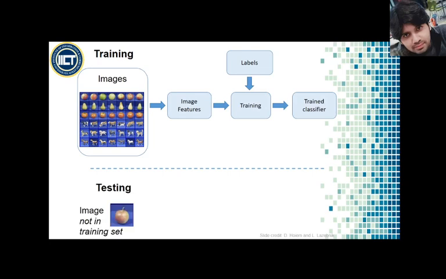Now for the testing phase, we have an image which was not available in the training set. So what we will do is continue the same pipeline. We extract the image features, we apply the trained classifier which has already been trained, and we perform the prediction.